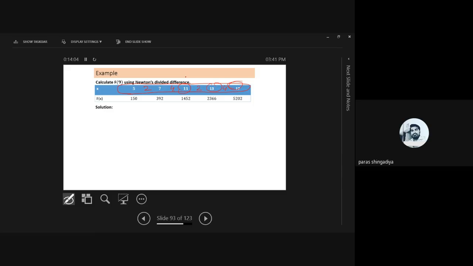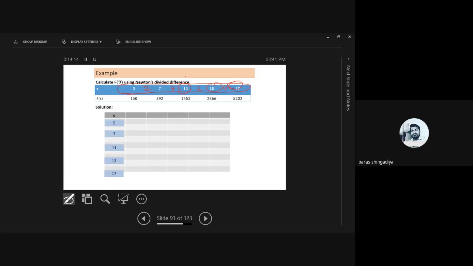That is important, because we'll replace this tabular value in the formula. If the table value is correct, then we'll get a correct answer. Otherwise, it also will be wrong.